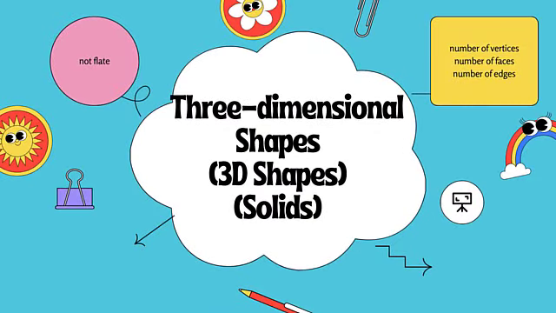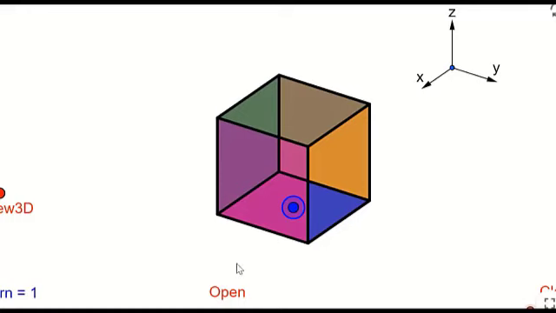Welcome back to the second part of our lesson, three-dimensional shapes. Now we will discover the number of faces, vertices and edges for each solid or 3D shape or 3-dimensional shape. We said we can call it a solid, a 3D shape, or a 3-dimensional shape. Let's start with the first solid, which is the cube.